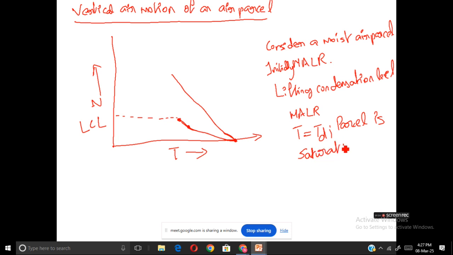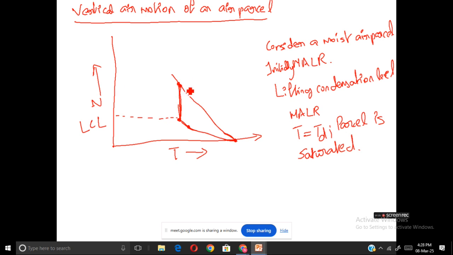The parcel is saturated. Now above this, the parcel will be moving at the saturated adiabatic lapse rate, which is again lower than the moist adiabatic lapse rate. It will be moving like this, at the saturated adiabatic lapse rate. Above LCL, there will be an additional amount of heat being supplied to the parcel, which is due to the latent heat of condensation. So above that, it will be moving at the saturated adiabatic lapse rate.